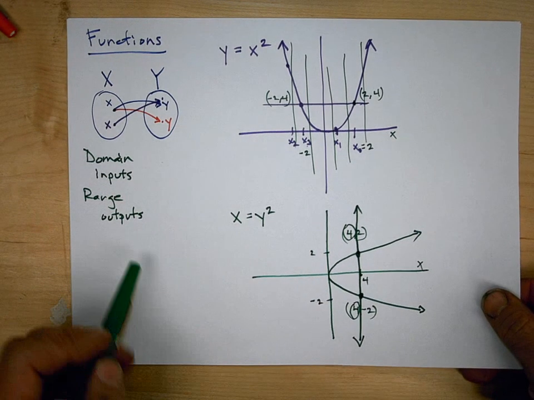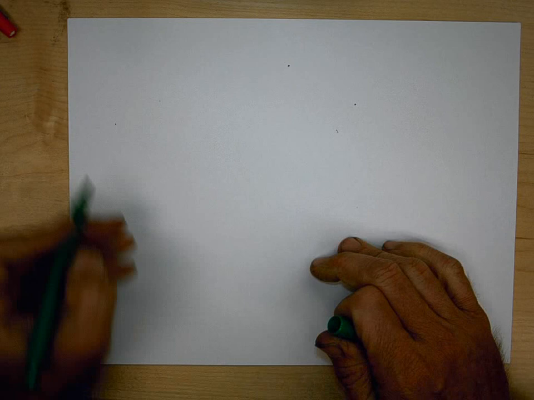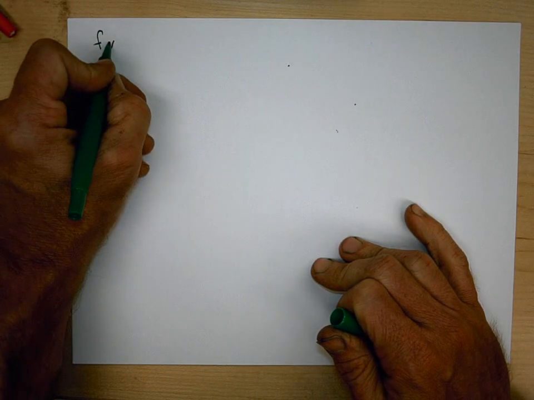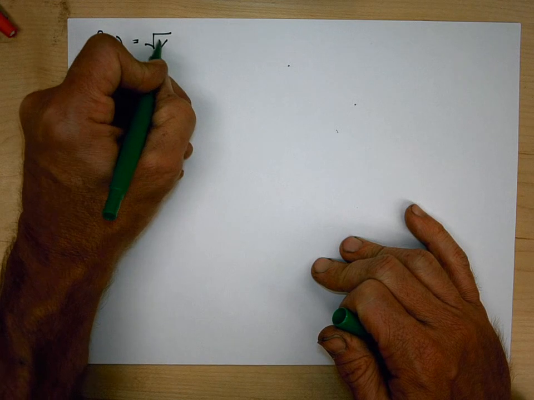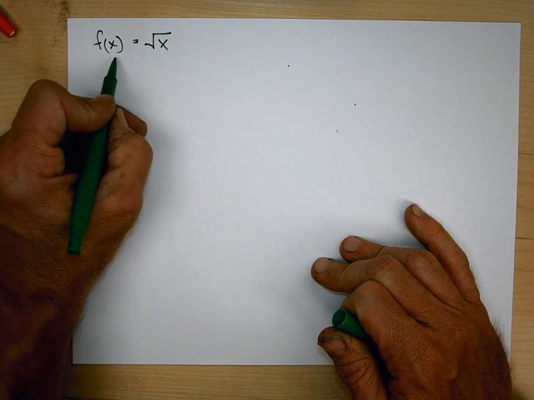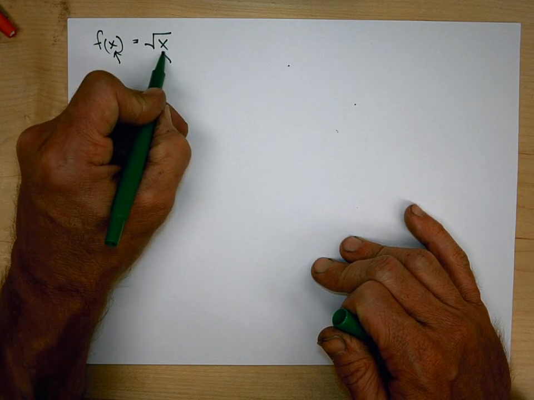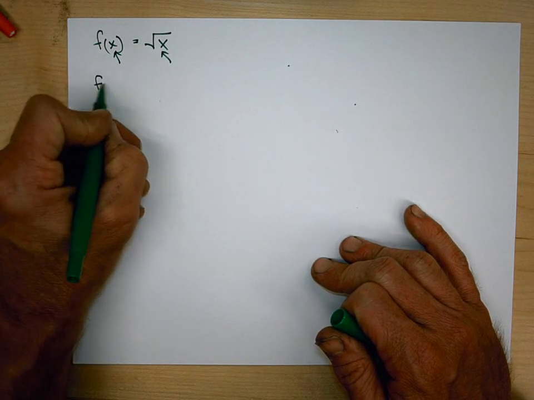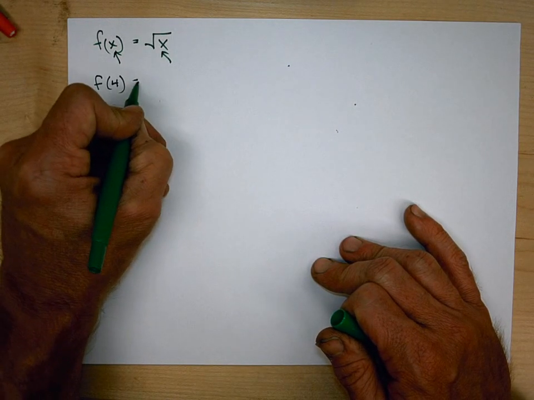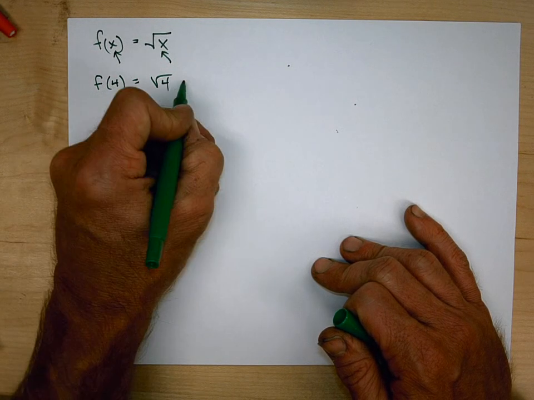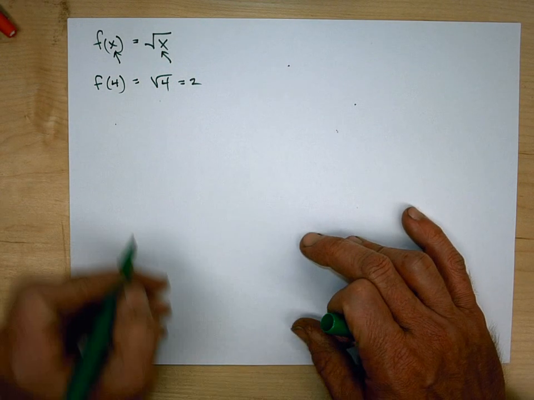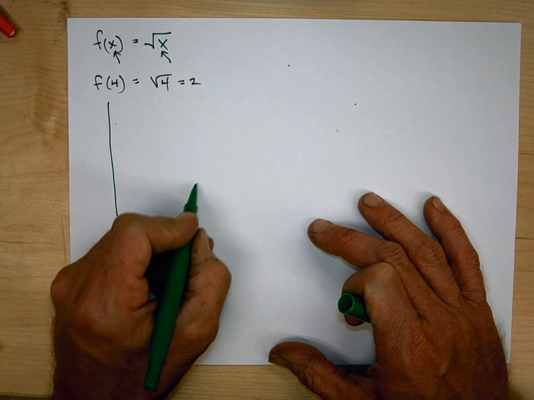Let's look at just a few more examples of functions, and then talk about domain and range a little bit more, and also talk about function notation. Here we have f of x equals square root of x. That means our input goes here. For example, if I wanted f of 4, that's the square root of 4. Whatever I put in here, I put it in here. So that's 2. Let's think about what the graph of this would look like.